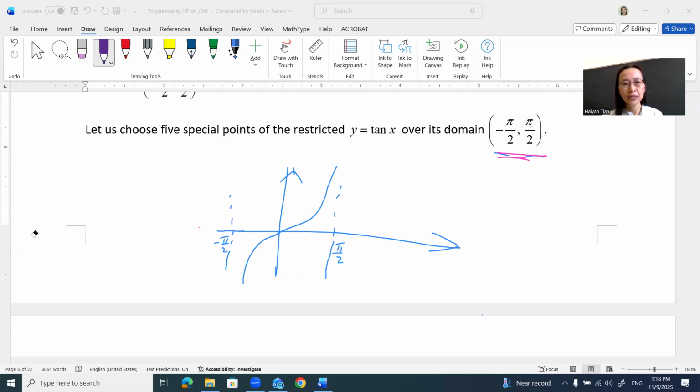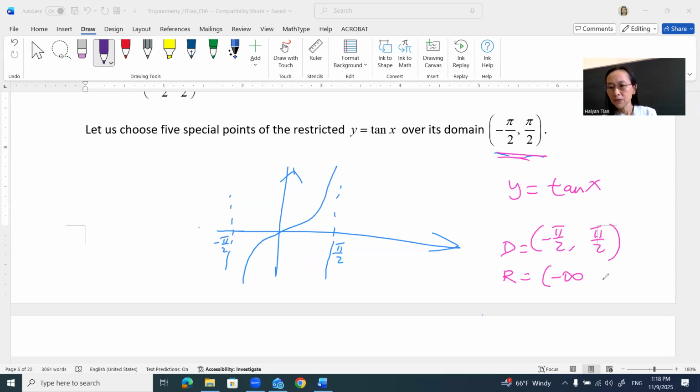And then if we look at the domain of this function, y equals tangent x, the domain is from negative half of pi to positive half of pi. And the range is all possible real numbers, that is from negative infinity to positive infinity.